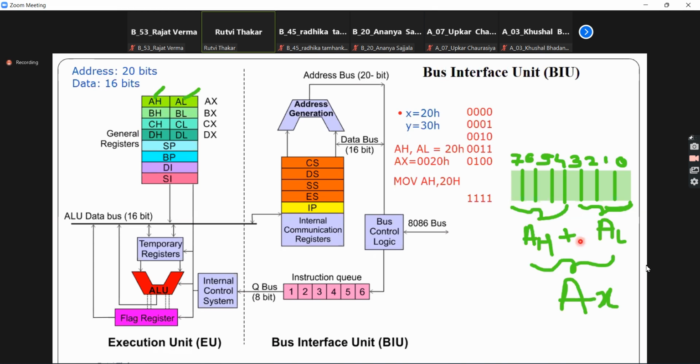Same will be BH and BL will make BX, CH and CL will make CX, DH and DL together will make DX. Miss, what are BX, CX, and DX? Can you please tell the names of the registers? AX is the accumulator register, BX is the base register, CX is the counter register, DX is the data register.